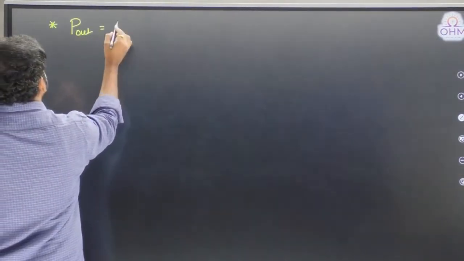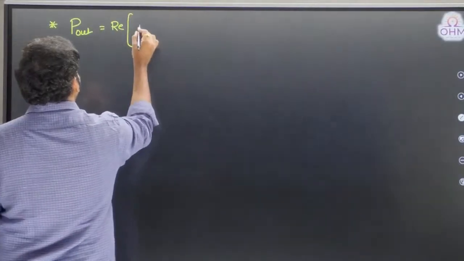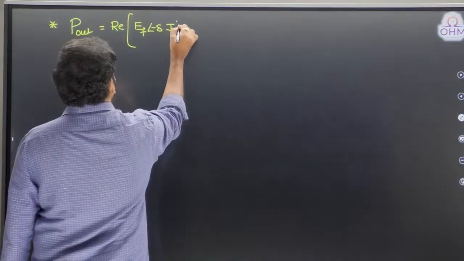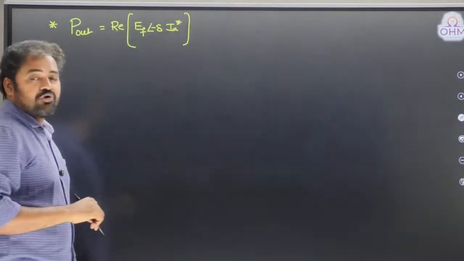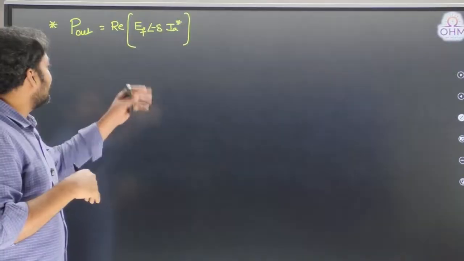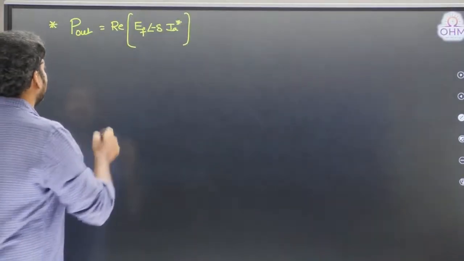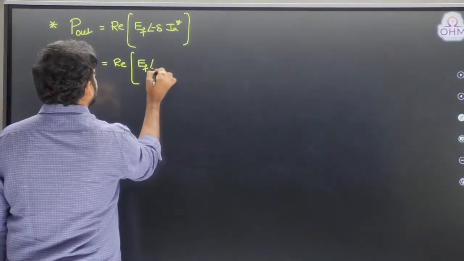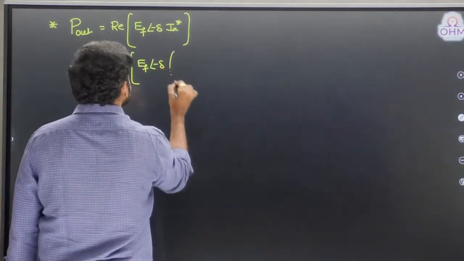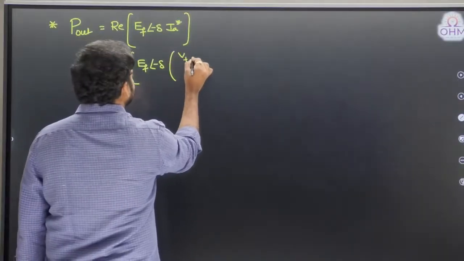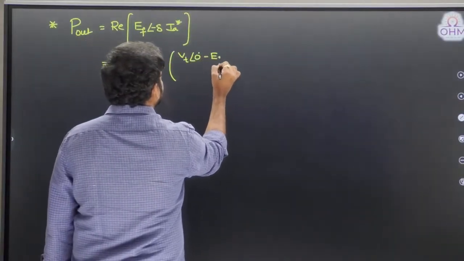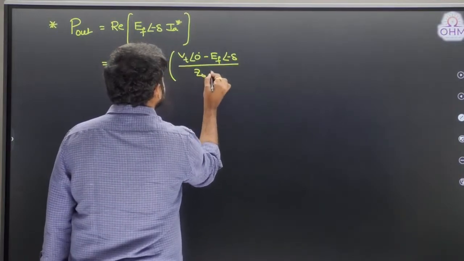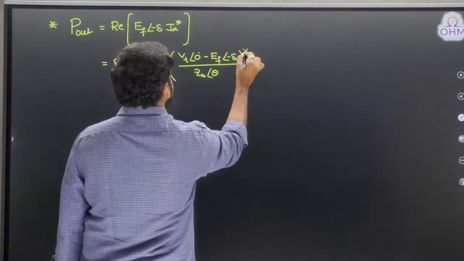Output active power. This is the real part of EF at an angle minus delta into IA conjugate. Got it? Voltage was EF at an angle minus delta. Current is IA conjugate. Now I can extend the real part of EF at an angle minus delta, and what is armature current? It was flowing from Vt to EF, right? Vt at an angle 0, EF at an angle minus delta by Zs at an angle theta whole conjugate.